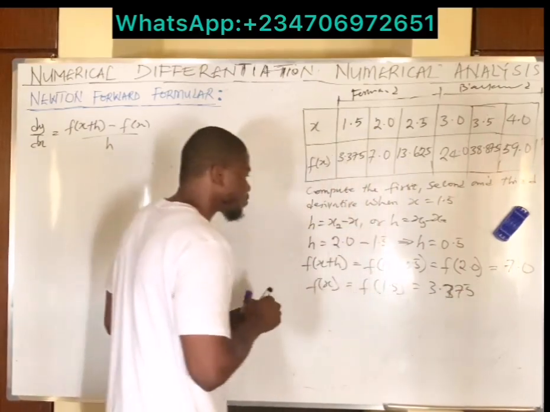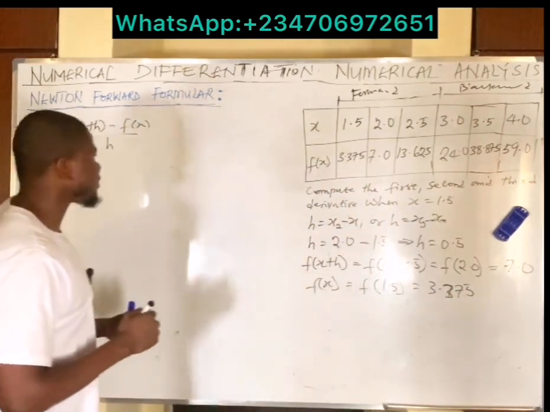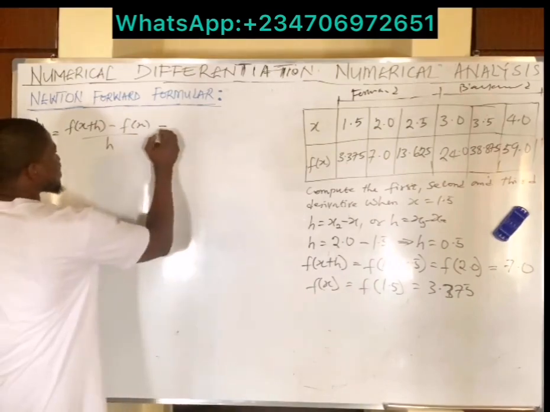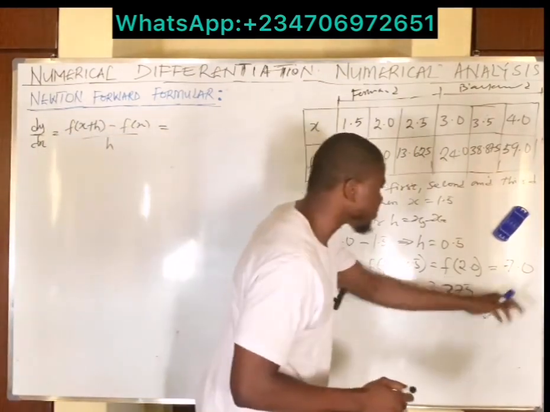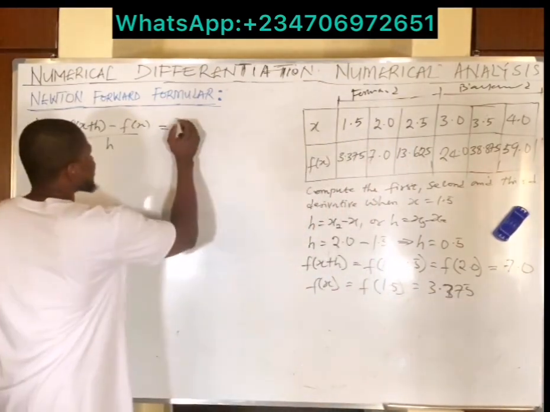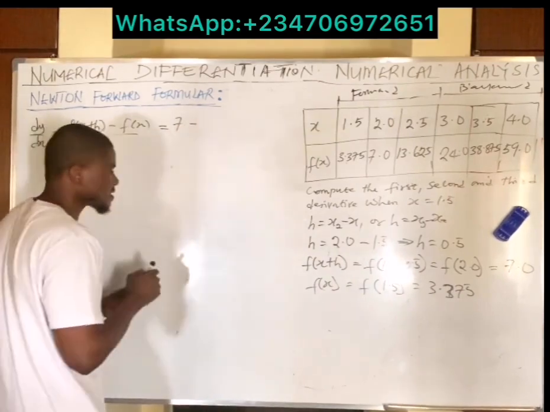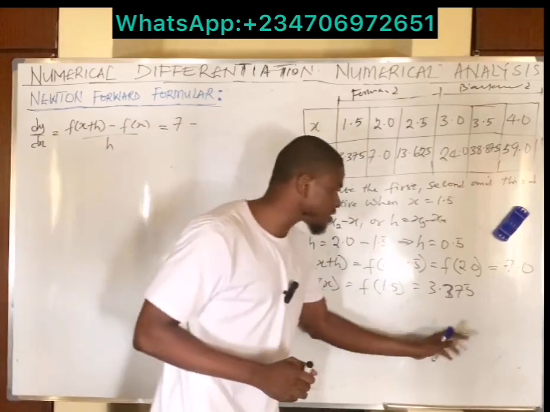So you simply compute all of this into the formula. Now the formula becomes, you have f of x plus h, and f of x plus h gave us 7.0. So that becomes 7.0, or 7 minus f of x. F of x itself gave us here 3.375.